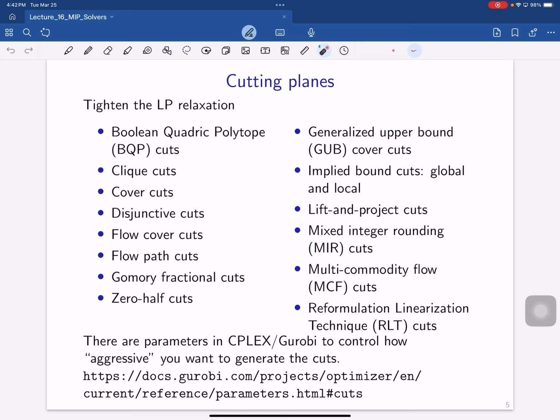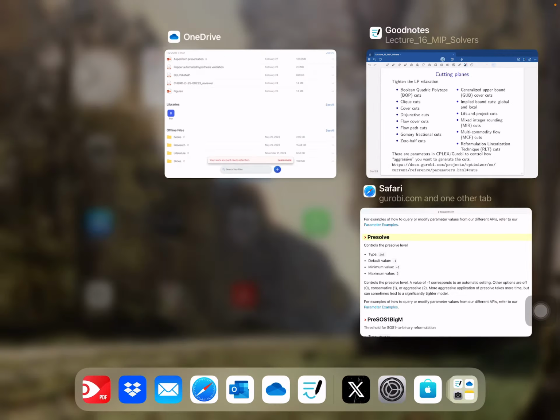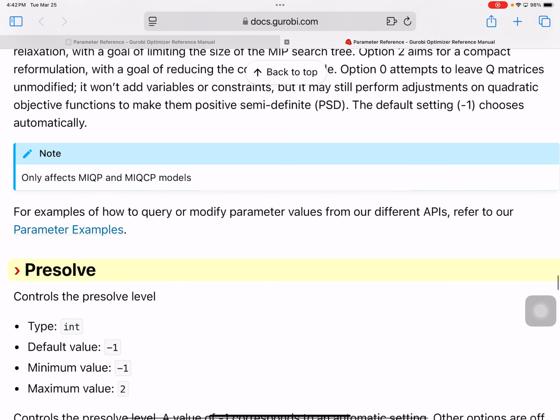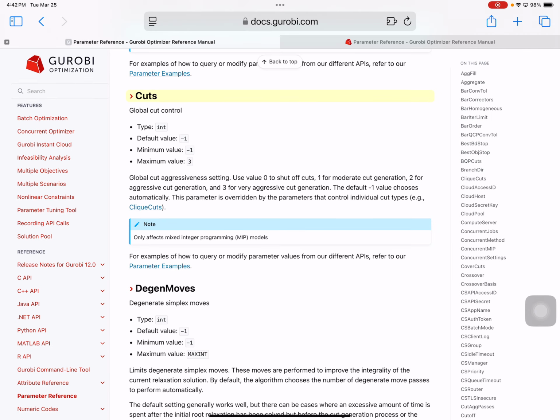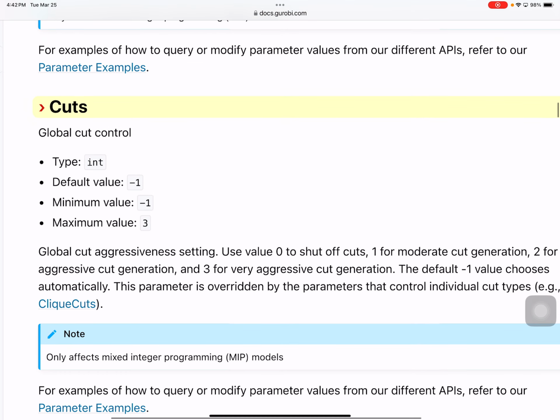So which cut to add is not a trivial problem. There are many people working on how to add the so-called good cutting planes, so that you can tighten the linear programming relaxation faster. Which cuts the solver actually adds is their commercial secret. You don't really know how they decide which cut to add. But what you can control is, let's go to this documentation, there is also a parameter specifying the aggressiveness of adding cutting planes.